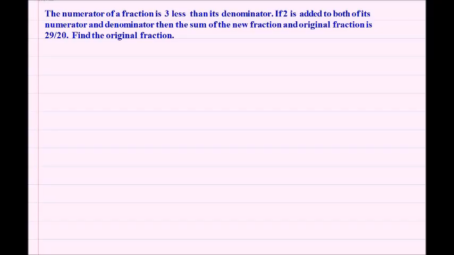Here the question is, the numerator of a fraction is 3 less than its denominator. If 2 is added to both its numerator and denominator, then the sum of the new fraction and the original fraction is 29 by 20. Find the original fraction.